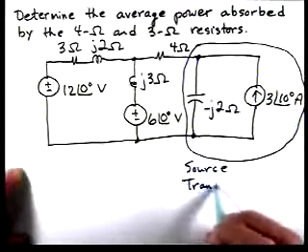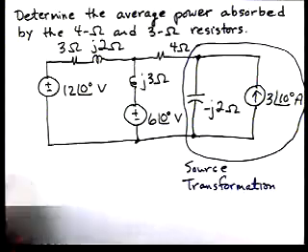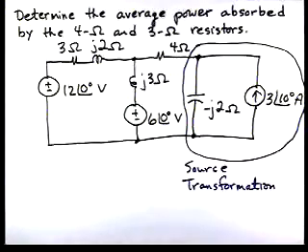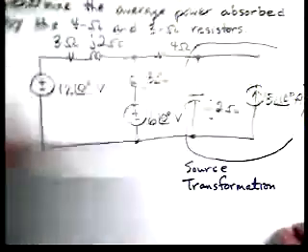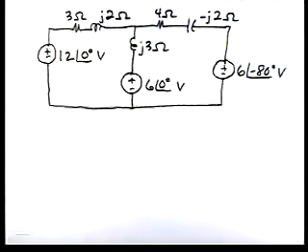So we're going to convert this current source in parallel with an impedance into a voltage source in series with an impedance. And when we do that, here's the resulting circuit. So here's our circuit now. We've completed the source transformation.